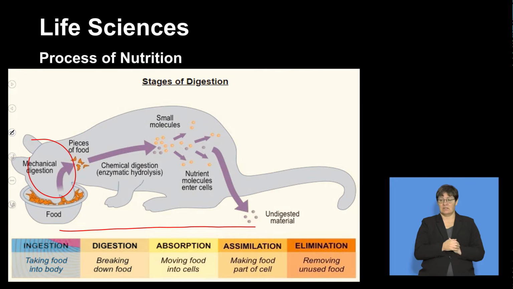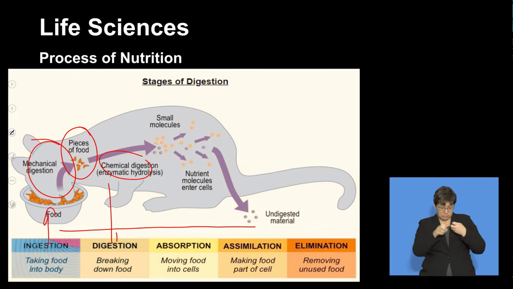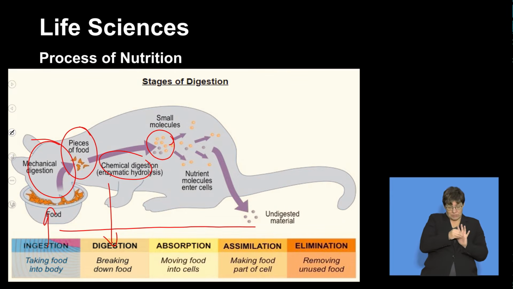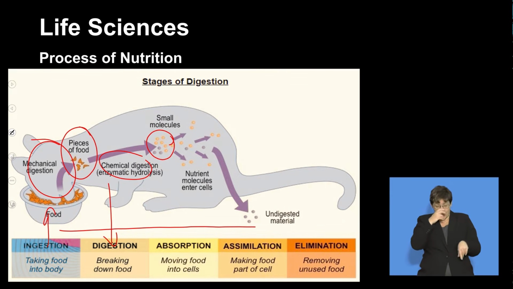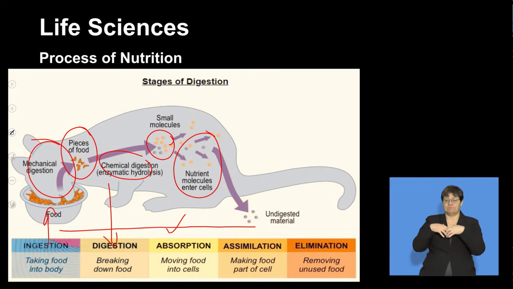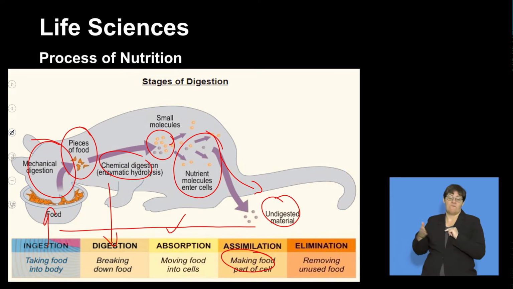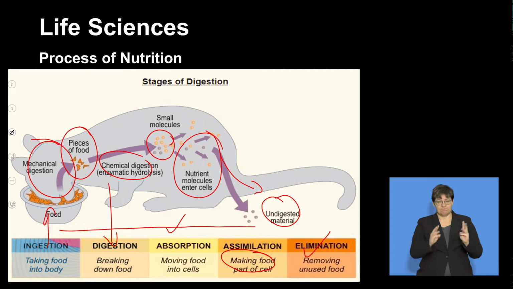So mechanical digestion occurs during digestion. Then the pieces of food are broken down using chemical digestion, as we mentioned there. We then see that the process of these smaller molecules moving into the cells is referred to as absorption. And then finally, they are assimilated based on what the body needs to make what the cell uses. And then again, the undigested material is removed through the body. And that's essentially the pathway that food has to move through and the processes in the body.